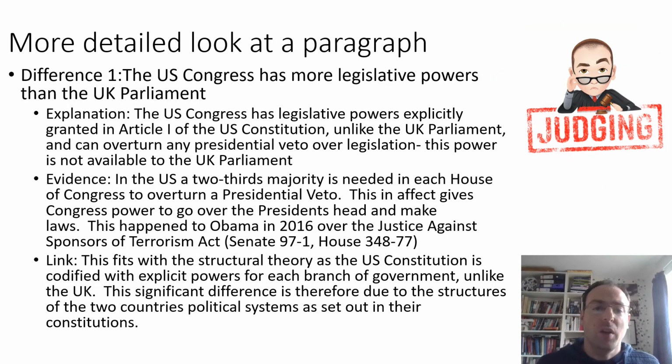Difference one then. The US Congress has more legislative powers than the UK one, so I would want to then go on and explain that. So the US has legislative powers explicitly granted in Article 1 of the US Constitution. So unlike the UK, Congress can actually override any presidential veto of legislation. This power is not available to the UK Parliament.